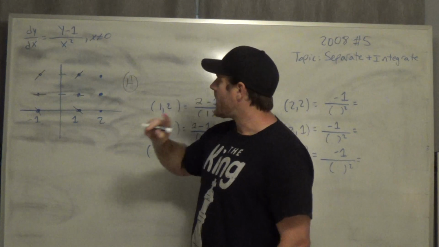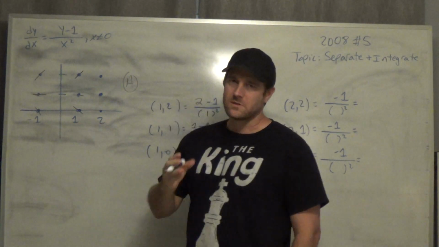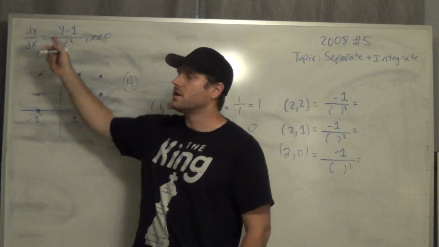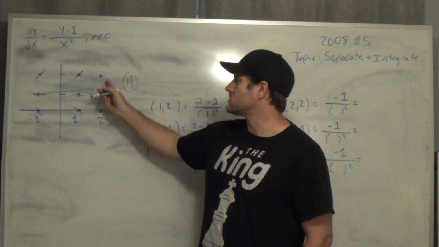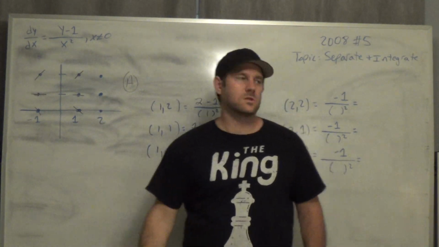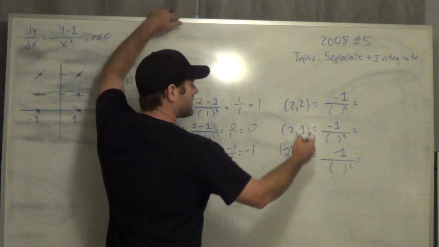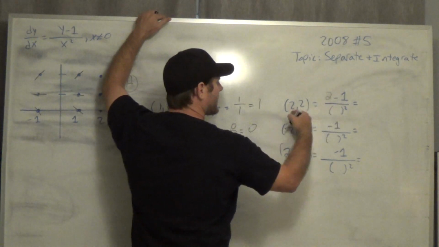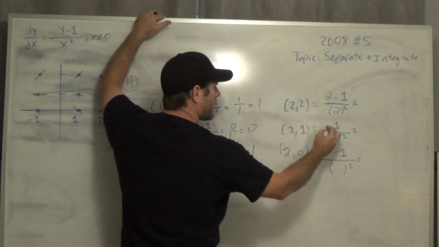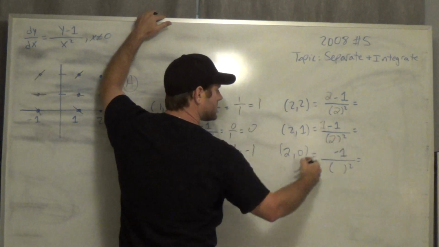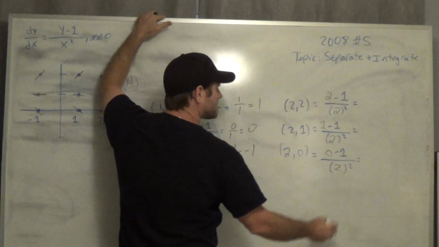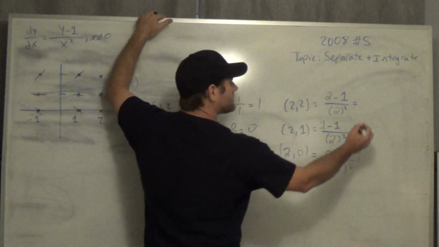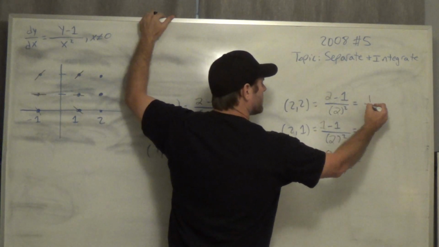Alright? The last one, well I tried to make them look the same. It's a little off, but I tried. Anyways, the last one, we're going to use these ordered pairs 2, 2, 2, 1, and 2, 0. So I'm going to plug those in. My y is 2, my x is 2, my y is 1, my x is 2, and my y is 0, and my x is 2. And this gives me a 1 over 4.